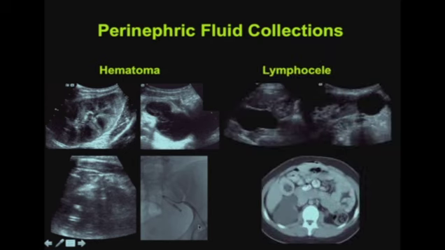This is a patient who had a lymphocele. They are generally anechoic, but they can contain proteinaceous debris. They can hemorrhage as well. And here we see it on a CT scan adjacent to the graft.